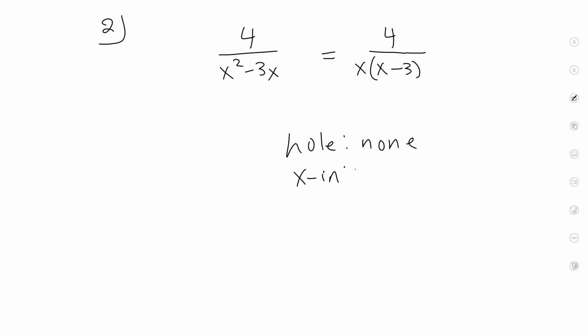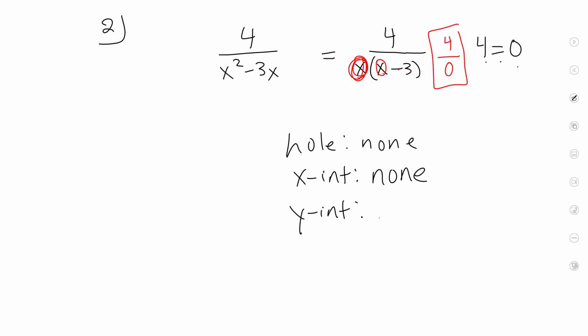X-intercept. How do you find the x-intercept? You set the top to 0. The top is 4. If you set it equal to 0, is 4 equal to 0? So it's none, because that made no sense. Y-intercept. How do I find the y-intercept? Plug in zeros. Put a 0 here, a 0 here. What's 0 minus 3 times a 0? Okay, so you get 4 over 0. You cannot divide by 0. So this is also none.